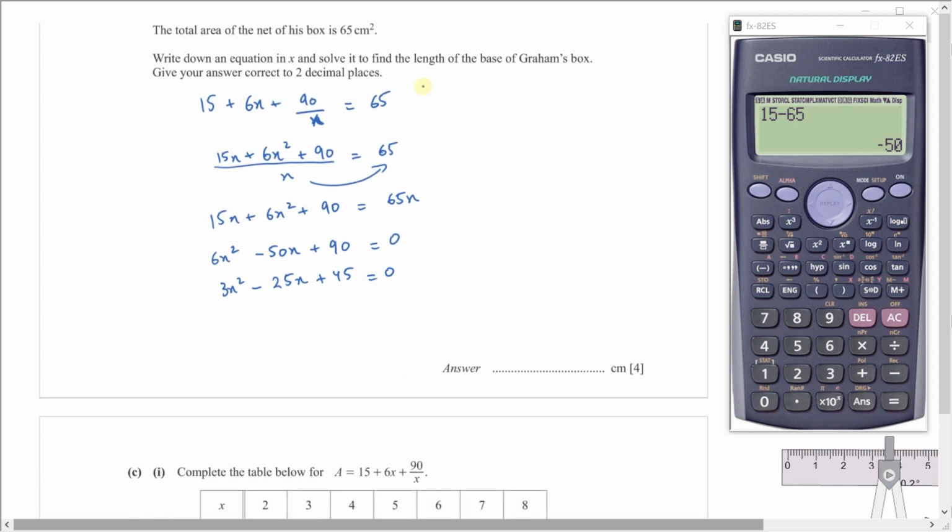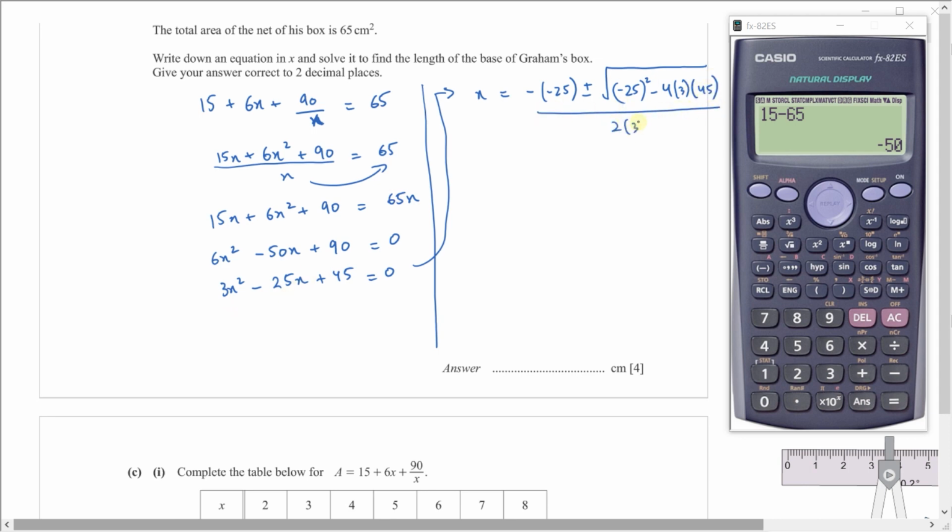And then we can use the quadratic formula. So let me continue here. Using the quadratic formula, I will get x equals minus b. Your b value is minus 25. So minus minus 25 plus minus square root of b square minus 4ac. So b square will be minus 25 square minus 4ac, 4 into 3 into 45, over 2 times a. So 2 times 3. Let me calculate what is inside the square root. So 25 square minus 4 into 3 into 45. So this is under root 85.